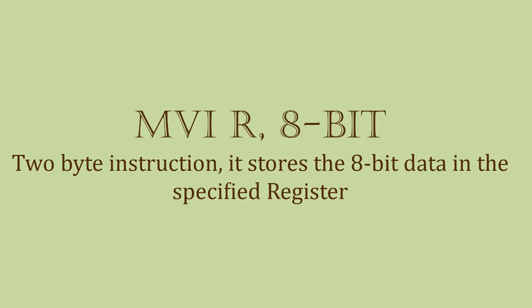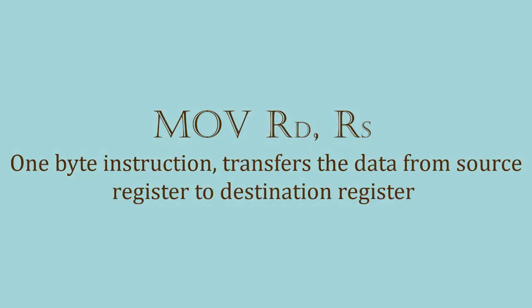Then we have MOV RD, RS. In this case, RD is the destination register and RS is the source register. This is a 1 byte instruction. Using this instruction, we can store the data from any register to any other register. Now let us see the animation of a few of the instructions.